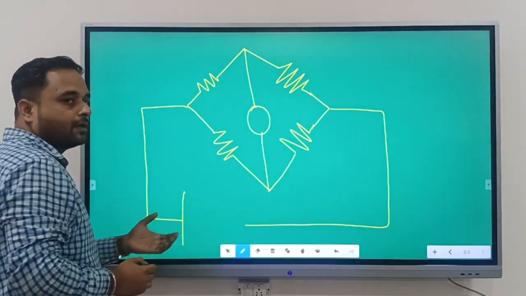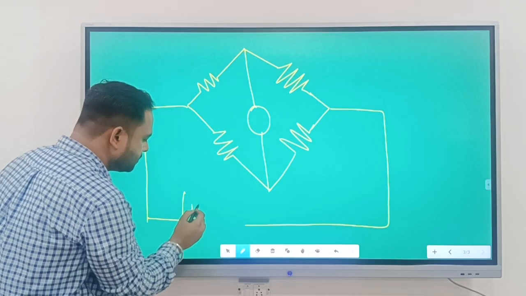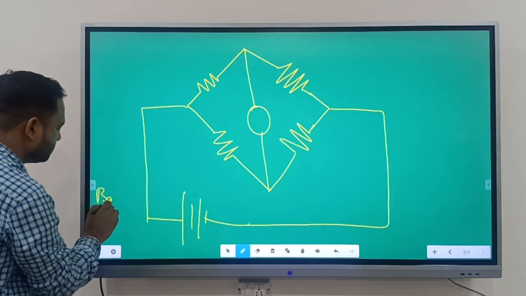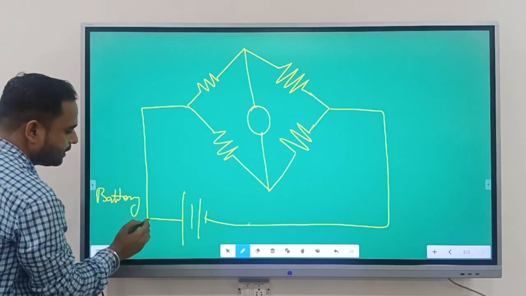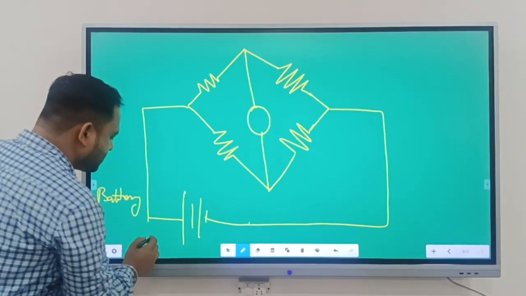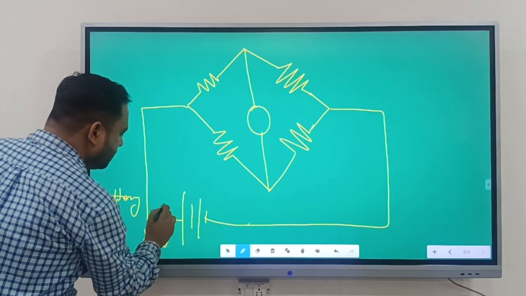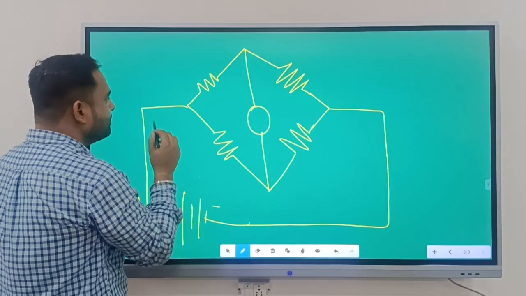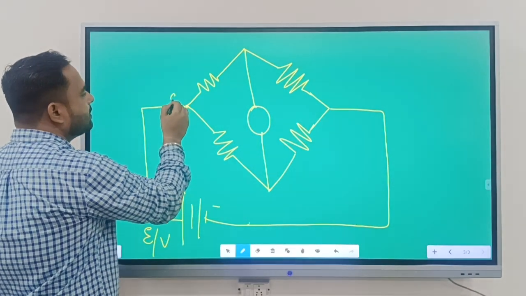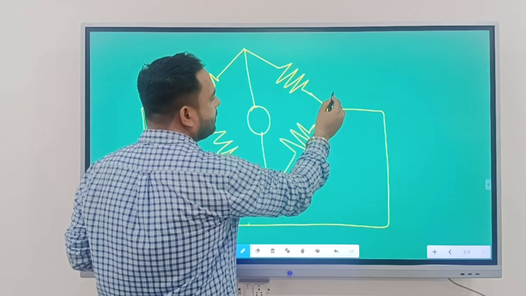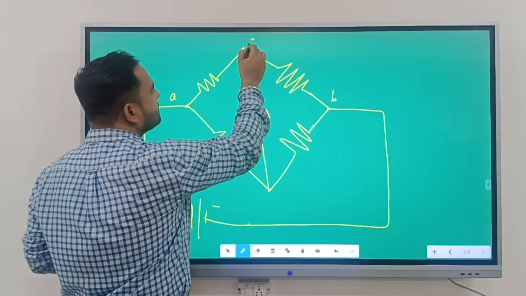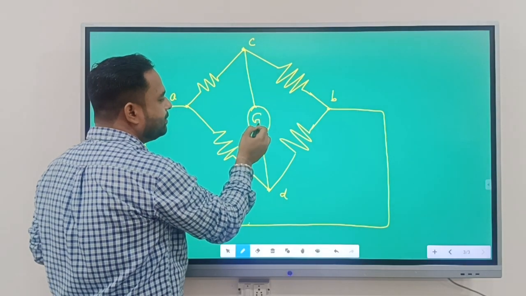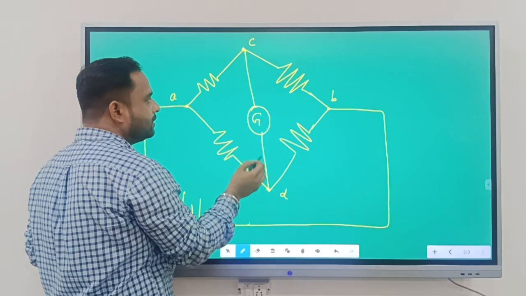There is a source, a voltage source in the form of a battery. You can represent the voltage source as E or V, with plus and minus terminals, positive and negative. Here is point A, this is point B, this point is C, and this point is D. I just connected a galvanometer from C to D.